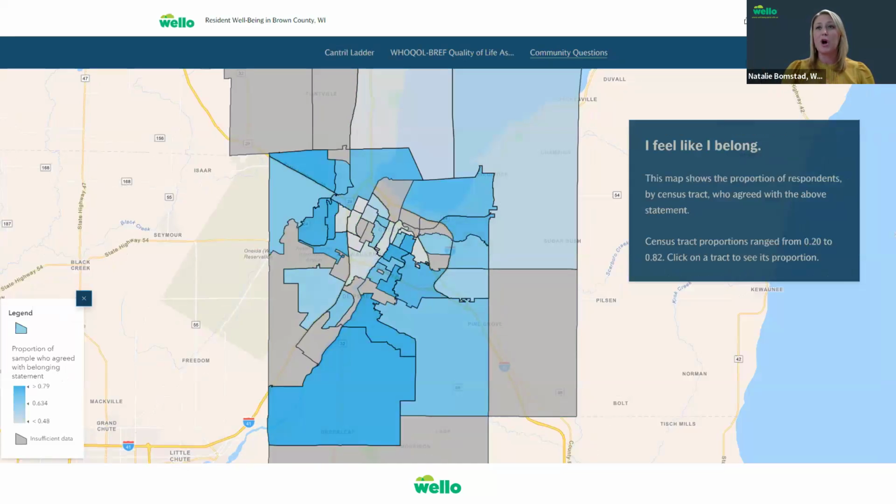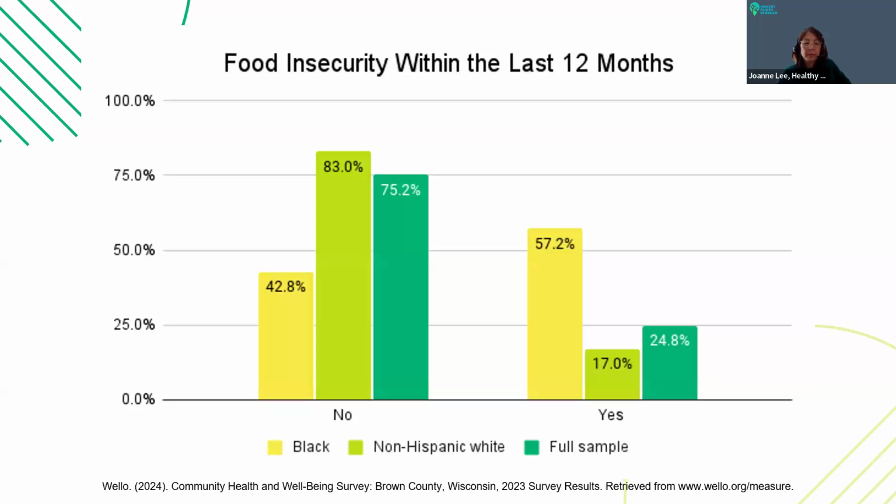You see that feeling of belonging. Same idea. These are the census tracts in Brown County, Wisconsin, and so you can see the differences there by census tract. Okay, and then we can move forward there. The last thing, I have about 3 additional graphs.